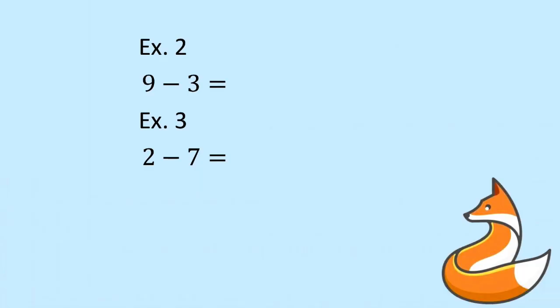However, sometimes when we subtract one counting number from another, we get a counting number, and sometimes we don't. Here we're going to look at examples 2 and 3 to see when that happens. 9 and 3 are both counting numbers, and when we do 9 minus 3 we get 6, which is also a counting number. 2 and 7 are counting numbers, but when we do 2 minus 7 we get negative 5, which is not a counting number because counting numbers only go 1, 2, 3, 4, 5, and so on. This is an integer, but it's not a counting number. So sometimes when we subtract one counting number from another, we don't get another counting number.